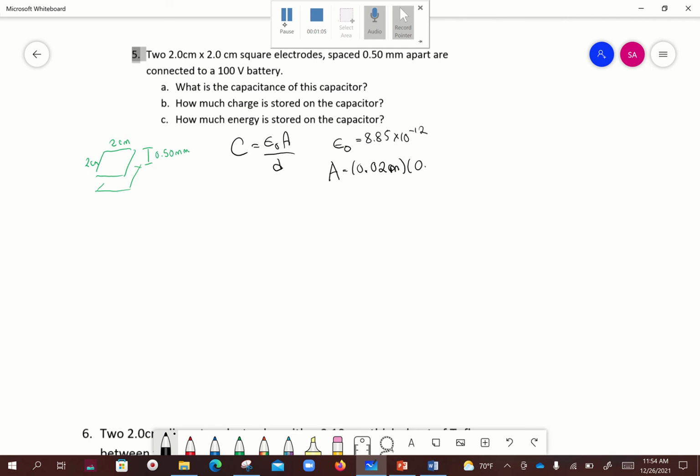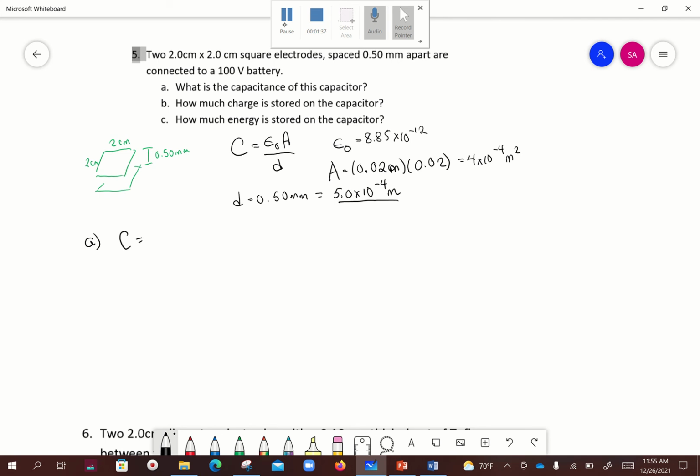So length and width are the same as each other. So I get 4 times 10 to the minus 4 units or meters squared. The distance between the plates is 0.50 millimeters. So that is 5.0 times 10 to the minus 4 meters. Because remember, there's 1,000 millimeters in a meter. Okay, so now all I have to do for A is just plug and chug those numbers.